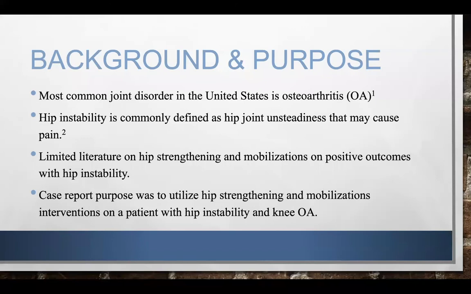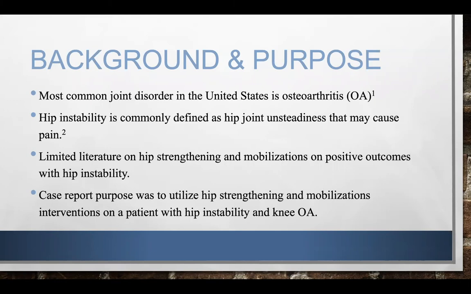Osteoarthritis is the most common joint disorder in the United States. Knee osteoarthritis occurs in 10% of men and 13% of women aged 60 years or older. Some risk factors for osteoarthritis could include older age, sex, obesity, joint injuries, and repeated stress on the joint. Osteoarthritis can be conservatively managed with physical therapy, or if it is severe enough, surgery is an option.